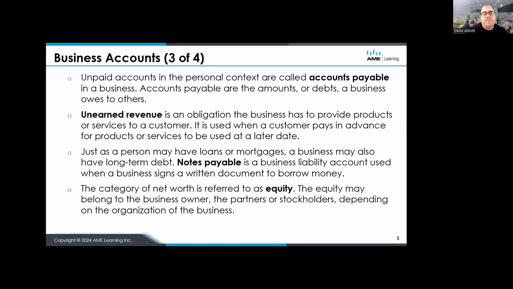Now, unpaid accounts in a personal context are called accounts payable in a business. Accounts payable are the amounts or debts that a business owes to others. So accounts payable might be a credit card that they're paying, and so that would be part of accounts payable. They might have a tab that they run with a supplier, so that would be an accounts payable that they would owe the supplier.